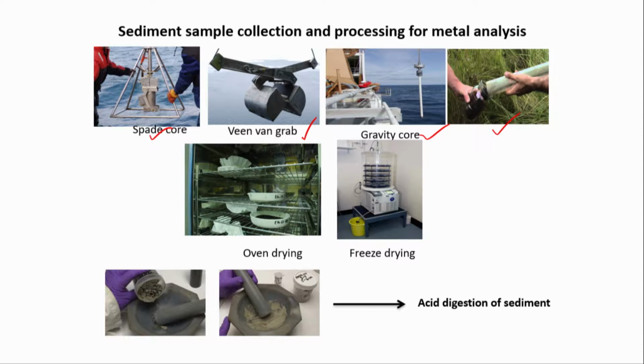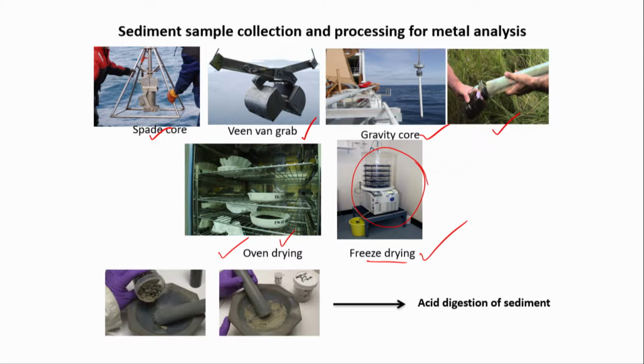We dry them. We can do hot air oven drying, or we can do freeze drying. It is important to mention that if you are measuring metals like mercury, you cannot do hot air oven drying, because oven drying can release elemental mercury, or evaporate the mercury from the sediment. In that case you have to do freeze drying, and for the rest of the metals we can probably do oven drying. But now everybody prefers freeze drying because it doesn't disturb the texture as well as the speciation of metals in the sediments.